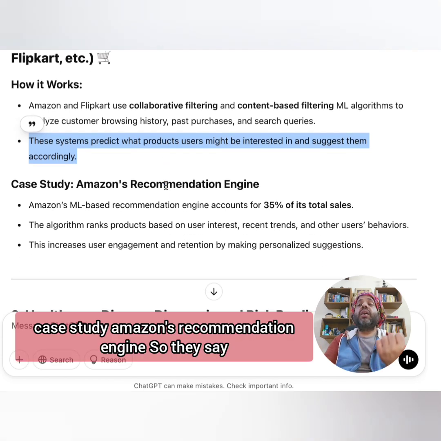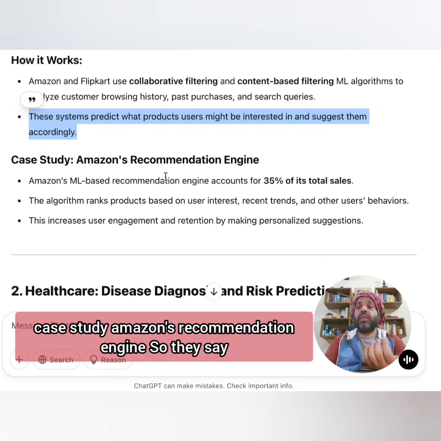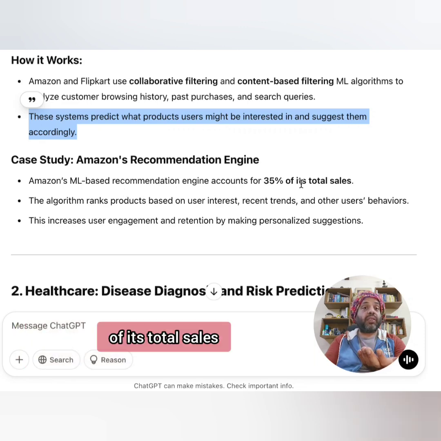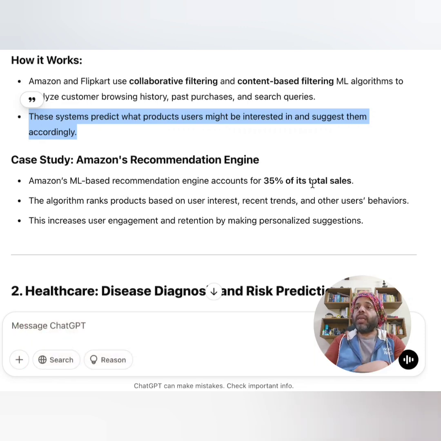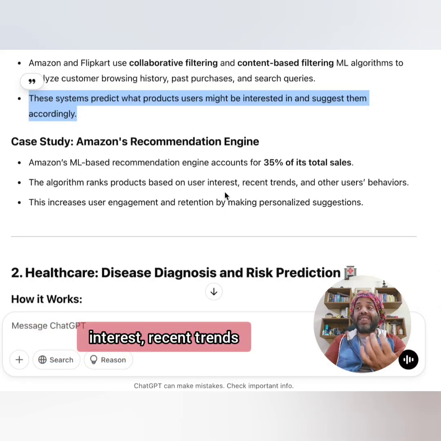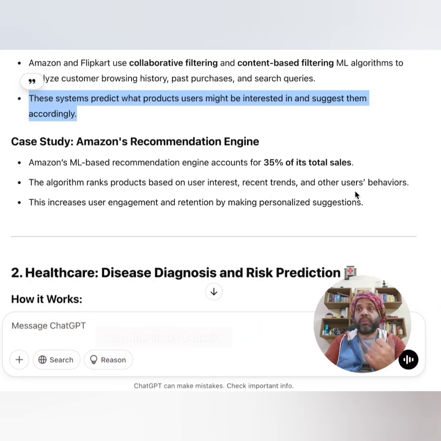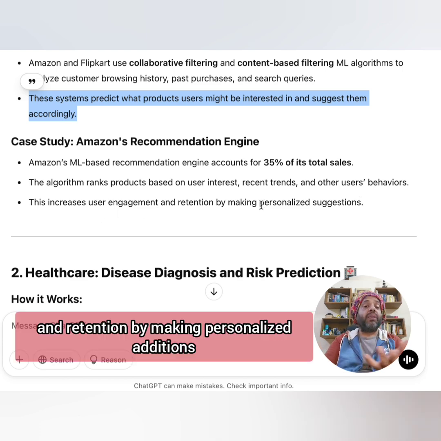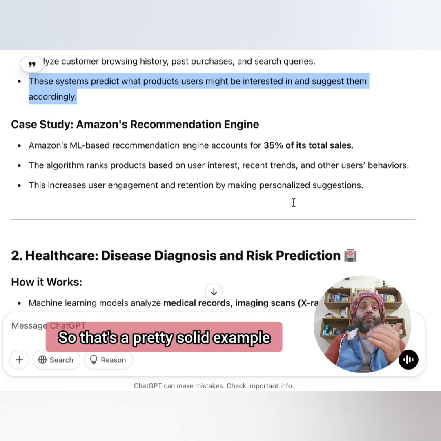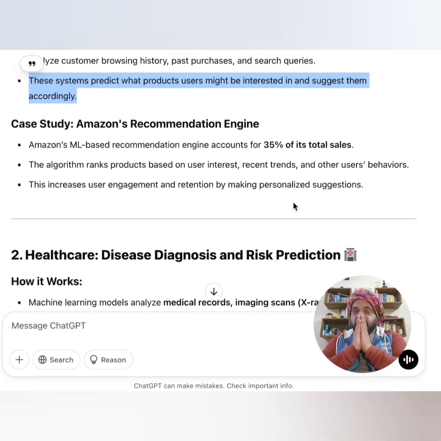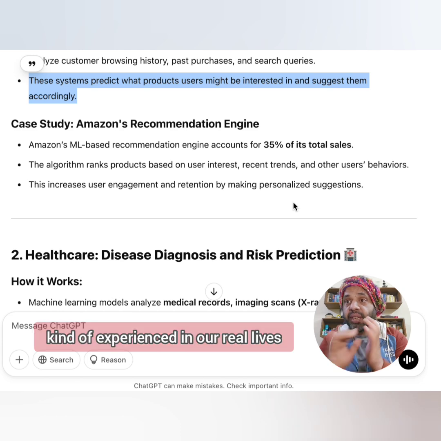Case study: Amazon's recommendation engine. They say that Amazon's ML-based recommendation engine accounts for 35% of its total sales. I'm not surprised. The algorithm ranks products based on user interest, recent trends, and other users' behavior. This increases user engagement and retention by making personalized suggestions. So that's a pretty solid example, Amazon, which we have kind of experienced in our real lives.